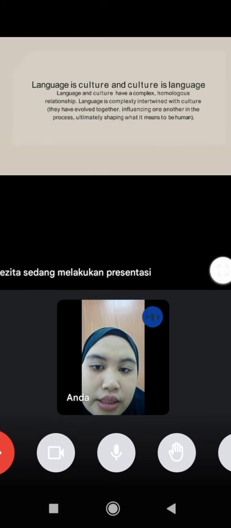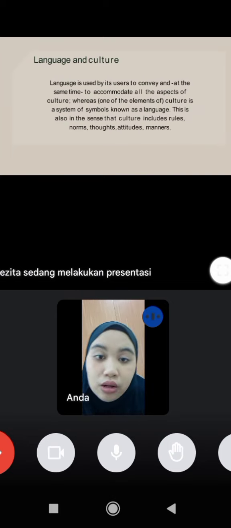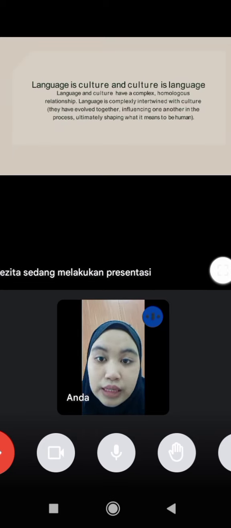Okay, so next is about language and culture. Language is used by its users to convey and at the same time to accommodate all these aspects of culture, whereas one of the elements of culture is a system of symbols known as language. This is also in the sense that culture includes rules, norms, thoughts, attitudes, and manners. And next, language is culture, and culture is language.